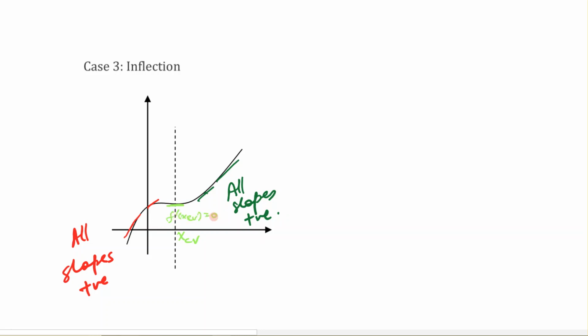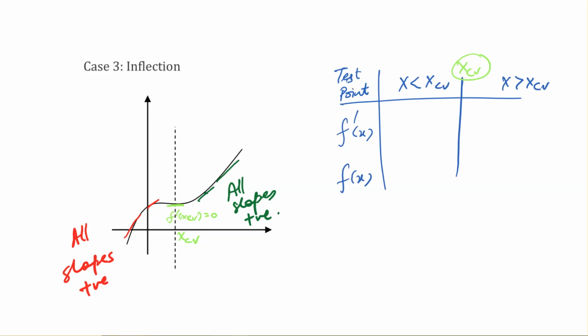So in that case, again if we make our table, we notice that the slope remains positive. It means the function is increasing. Again, it remains positive on the right hand side. The function is increasing. So that critical value is called an inflection point. So it's neither a local minima nor a local maxima. It's an inflection point. So the slope continuously keeps on increasing. Then we get an inflection point.